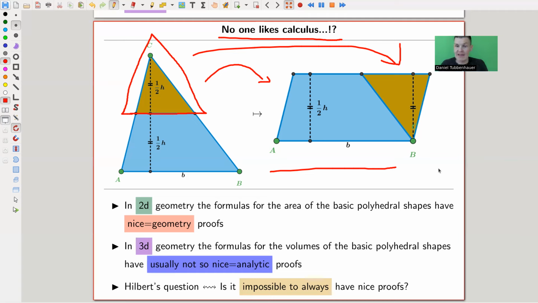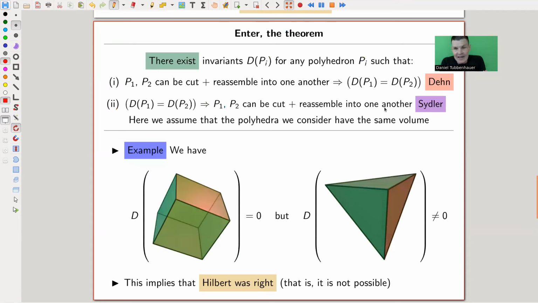So the old Greeks invented calculus, but nobody likes calculus. So here we go. Dehn, one or two years after, maybe even in the same year, depending on how you count, after Hilbert posed the problem, defined certain invariants, which are annoying to write down, so I won't do this, on the space of all polyhedra. So there's an infinite dimensional vector space involved. But anyway, the statement is pretty good. The invariants are the same if and only if you can play this cut and reassemble argument. Part of it is due to Dehn, part of it is due to someone else.